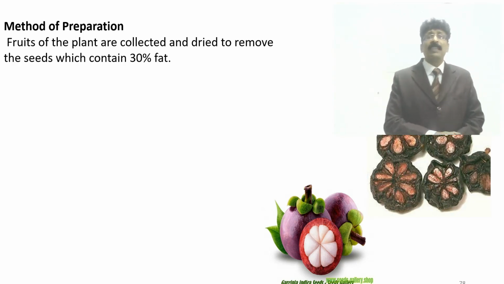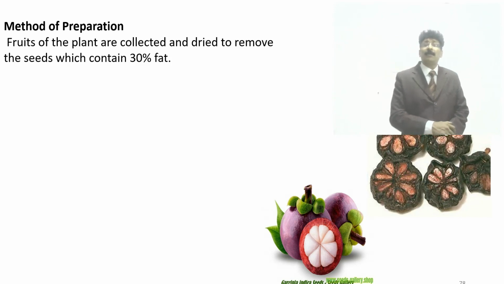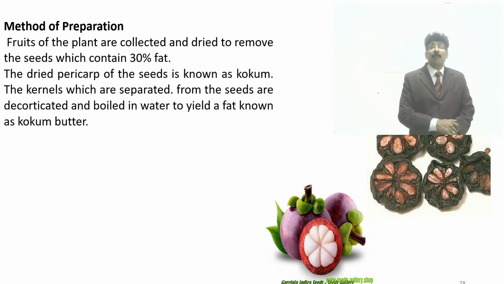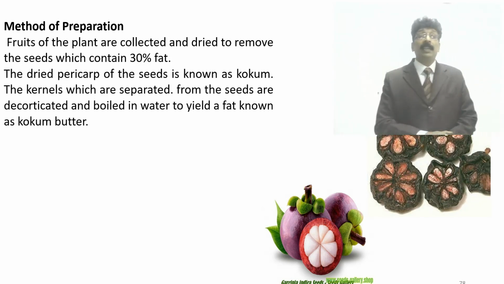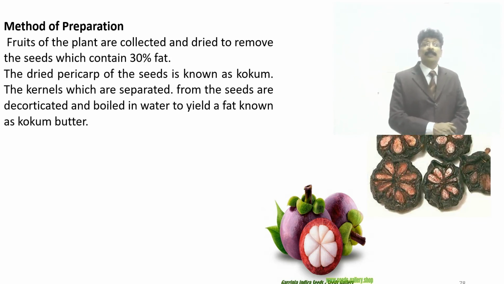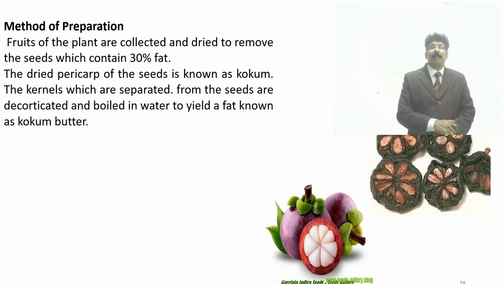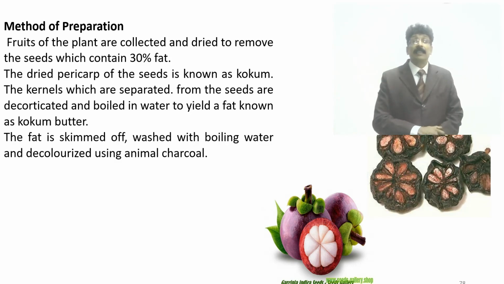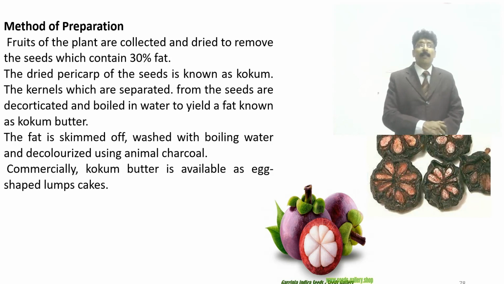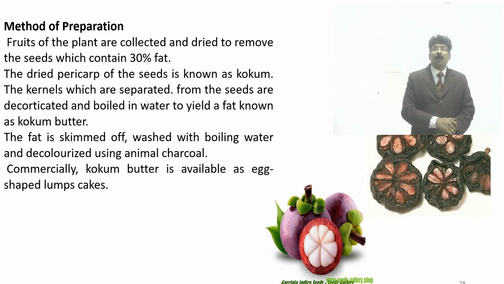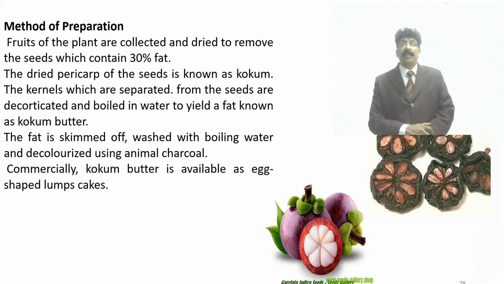Fruits of the plants are collected and dried, and the seeds, which contain 30% fat, are removed. The fat of the pericarp of the seeds is known as kokum. The kernel, which is separated from the seed, decolorized and boiled in water, yields what is known as kokum butter. The fat is skimmed off, washed with boiled water and decolorized using animal charcoal. Commercially, kokum butter is available in egg-shaped lumps or cakes.